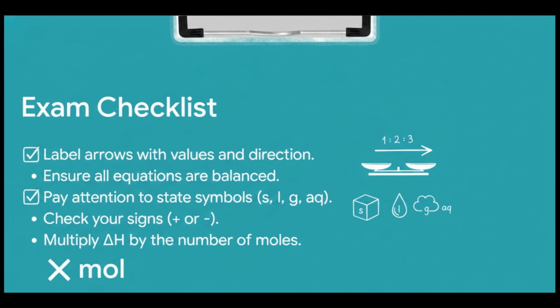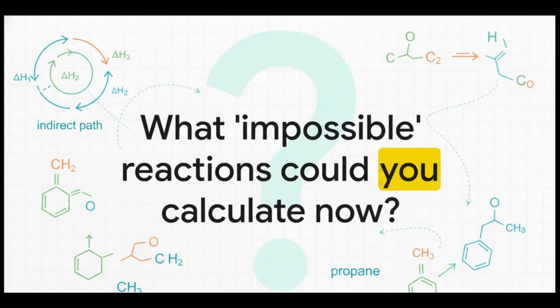Third, look closely at the state symbols. Turning liquid water into water vapor costs energy, and that can change your whole answer. Fourth, the signs. This is the most common mistake. Double-check. Should it be negative for exothermic or positive for endothermic? And finally, if your equation needs, say, 3 moles of something, you have to remember to multiply its enthalpy value by 3. So there you have it.